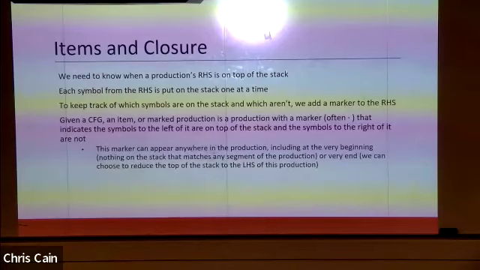If it's at the very beginning, that just means we haven't seen anything yet that would help us to be able to reduce this particular right-hand side. If it appears on the very right, that tells us everything is on the stack that we need to be able to reduce this right-hand side to its equivalent left-hand side. Questions on this concept? So that is an item, a right-hand side of a production with a dot in it somewhere.